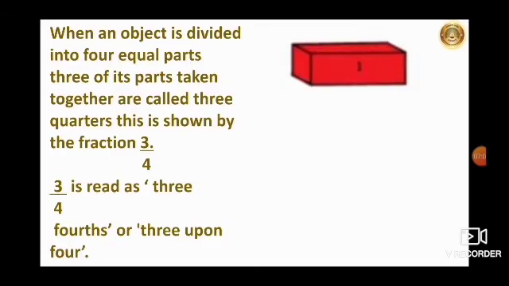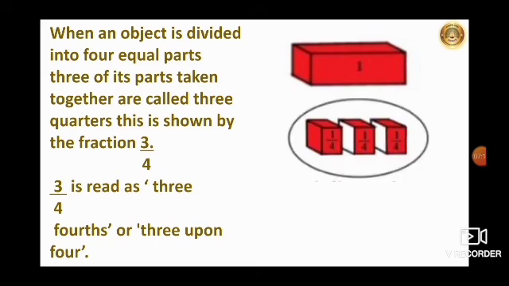When an object is divided into 4 equal parts, 3 of its parts taken together are called 3/4. This is shown by the fraction 3 upon 4. See, if we divide the object into 4 equal parts, 3 parts are shown by the fraction 3 upon 4. 3 upon 4 is read as 3/4 or 3 upon 4.